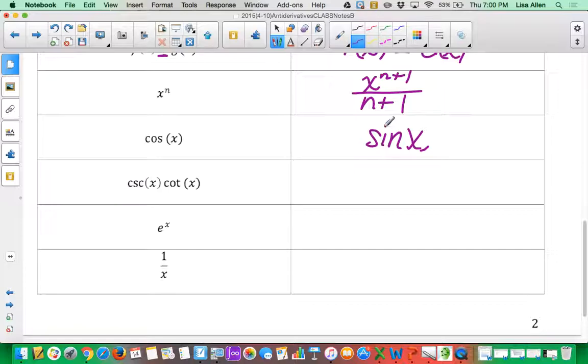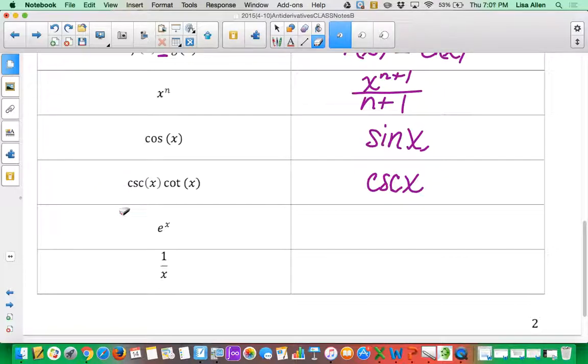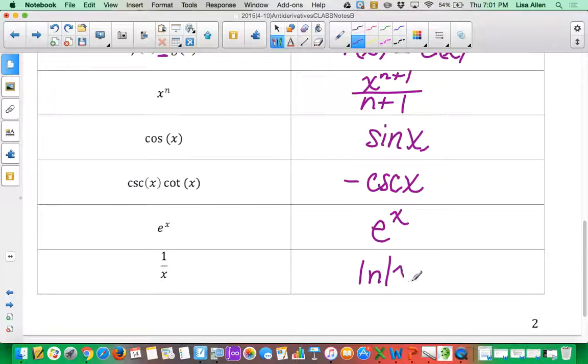Then you have cosecant x cotangent x. The derivative of cosecant x is actually negative cosecant cotangent, but we want the antiderivative of the positive cosecant cotangent, so that will then be negative cosecant x. And then e to the x is pretty cool because its antiderivative is just e to the x. And then with 1 over x, the antiderivative is ln of the absolute value of x. Okay, so again, using your think cycle as you go through.